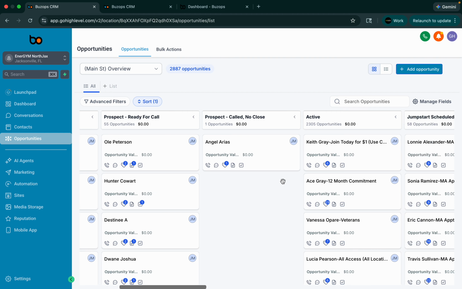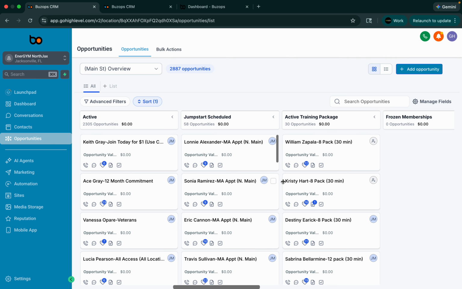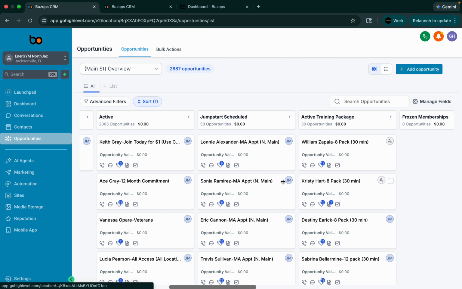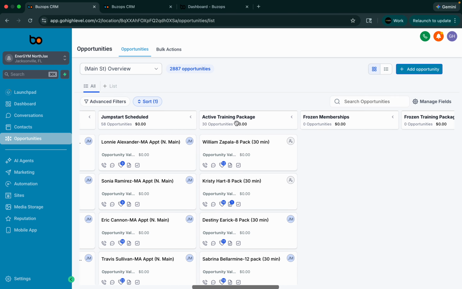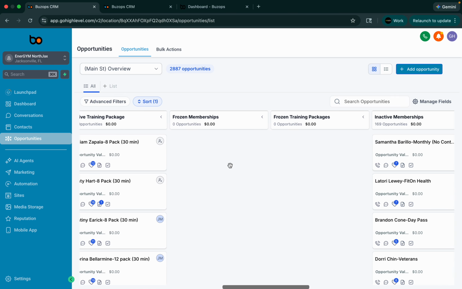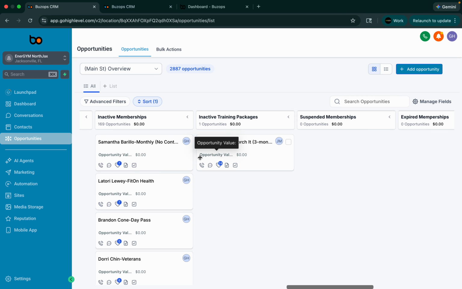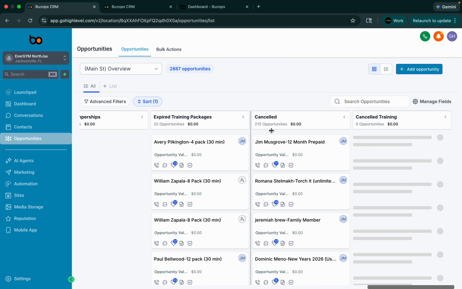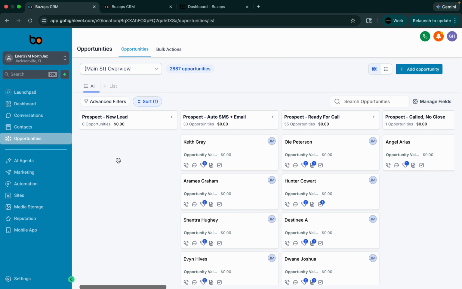It goes from there. The second half of the pipeline for the overview is just going to be an overview of where all the memberships are at, and they'll load in here. So we have all the active memberships, all the scheduled appointments, all the active training packages, the frozen memberships, the frozen training packages, the inactive memberships, the inactive training packages, and then the suspended, expired, etc., and it goes from there. But it's pretty much just an overview of where all your members are, so you can keep track of that.